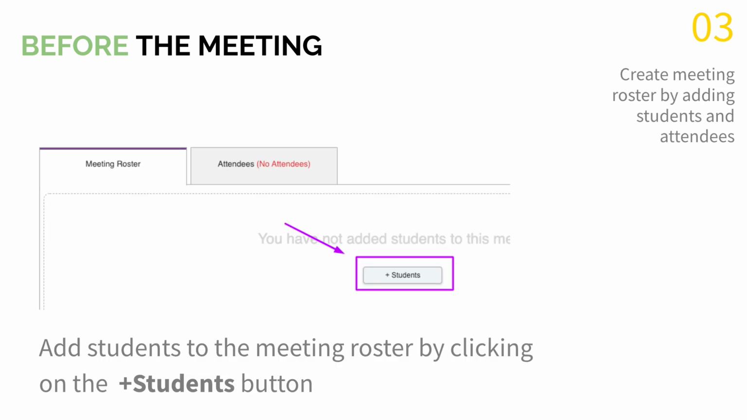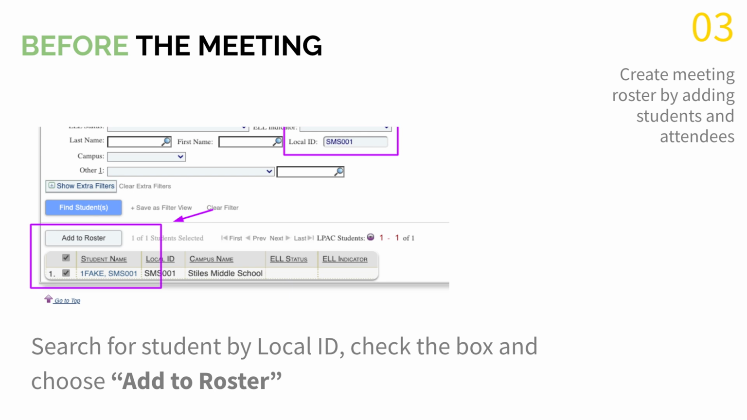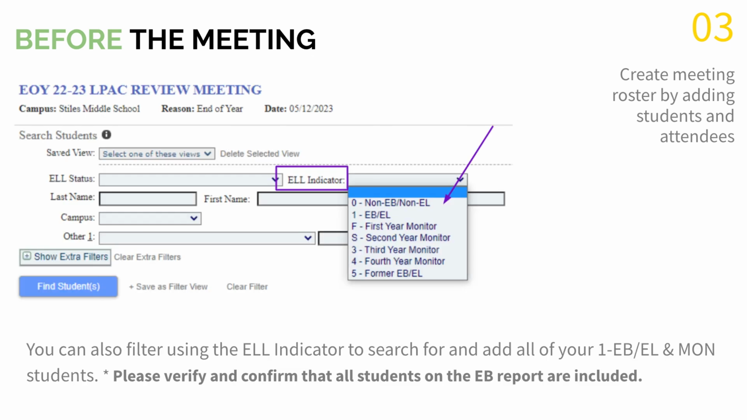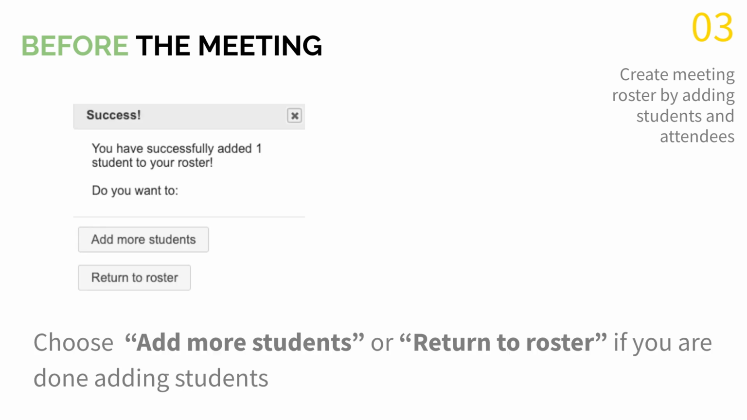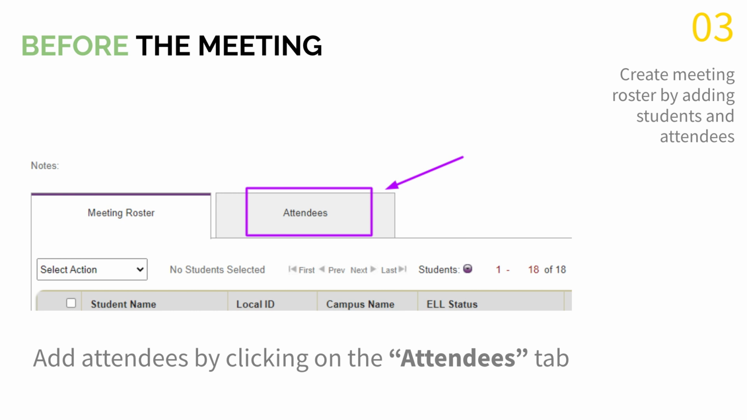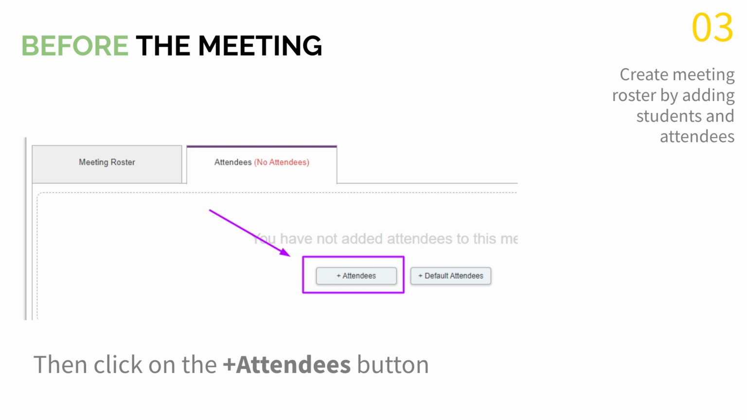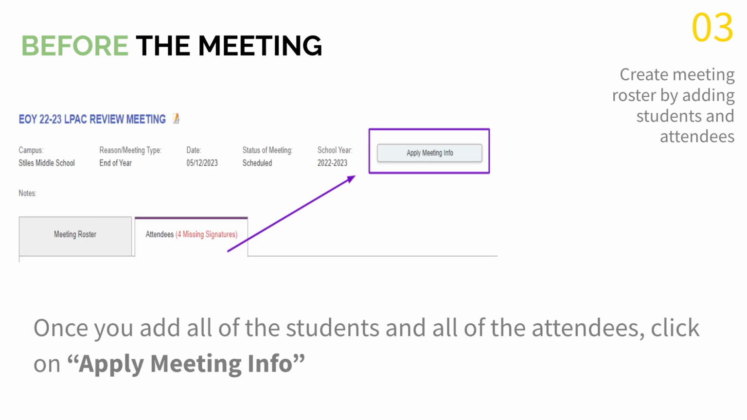Add students to the meeting roster by clicking on the plus students button. Search for students by local ID, check the box, and choose add to roster. You can also filter using the ELL indicator to search for and add all of your 1EBEL students. Also verify and confirm that all students on the EB report are included. Choose add more students or return to roster if you are done adding students. Add attendees by clicking on the attendees tab, then click on the plus attendees button. Once you add all of the students and all of the attendees, click on apply meeting info.